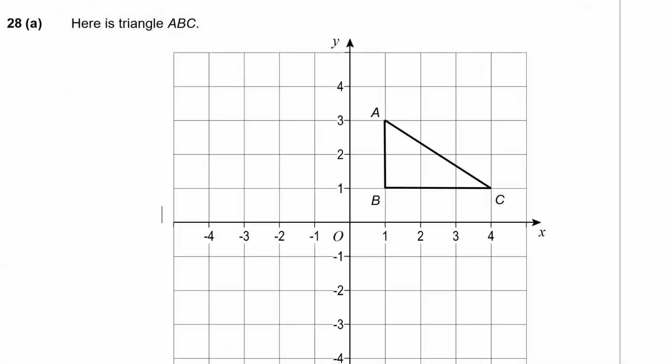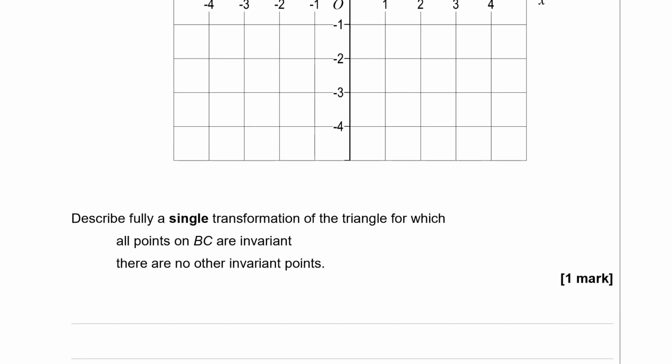Question 28a. Here is a triangle ABC. You can see we've been given the coordinates of those 3 points. Describe fully a single transformation of the triangle for which all the points on BC are invariant and there are no other invariant points. Now, invariant is a mathematical way of saying that it doesn't change.